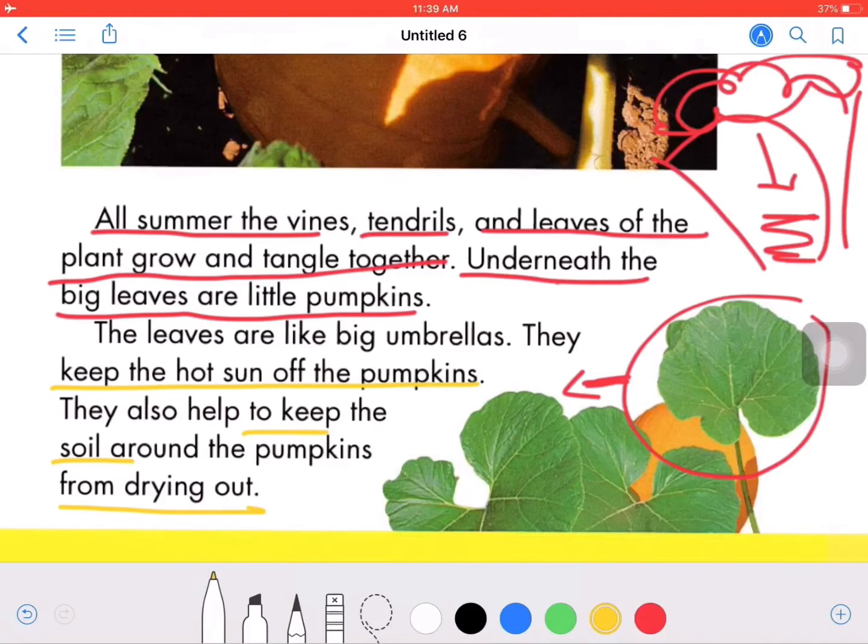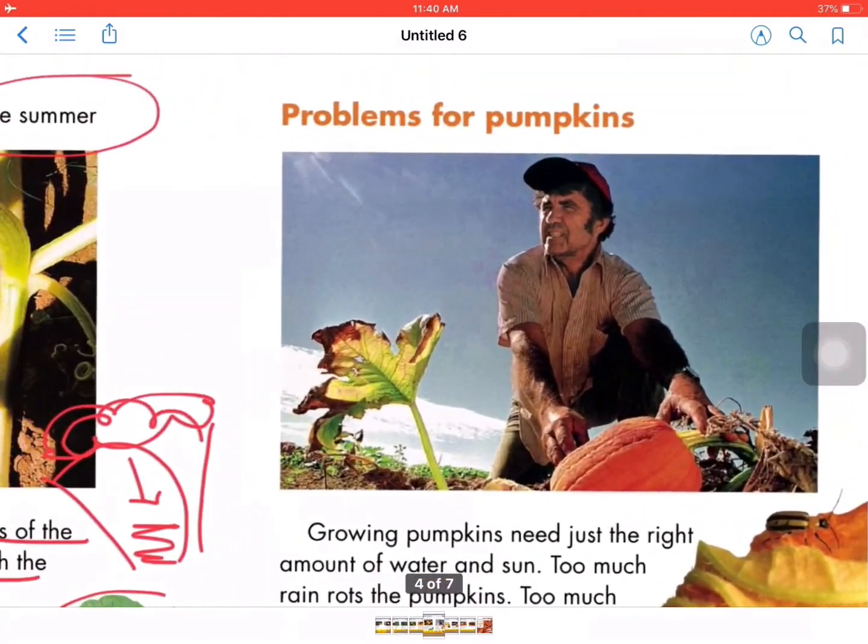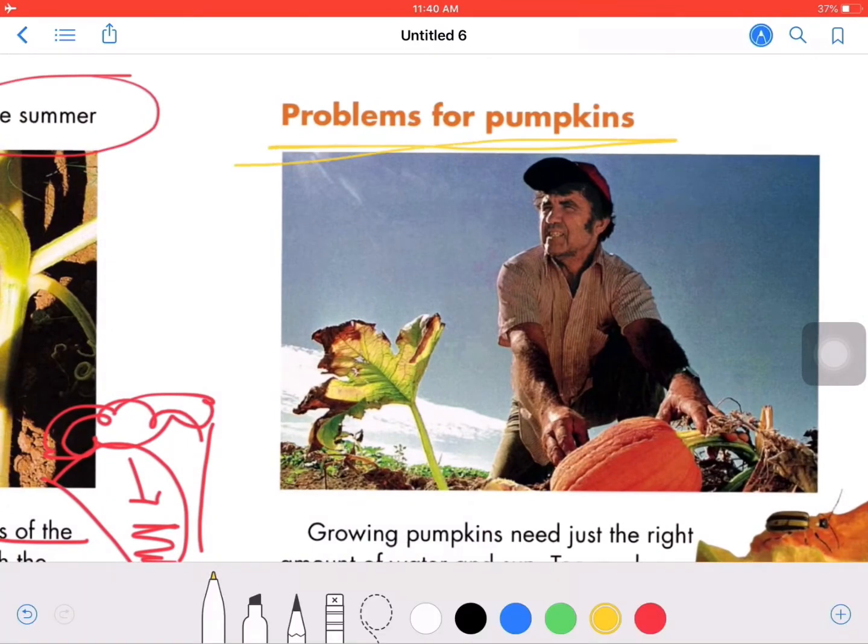So that's why Allah subhanahu wa ta'ala created big leaves as umbrellas to protect the soil from drying out and to protect the pumpkin itself. Okay? Now we have some problems here, as you can see, problems for pumpkins. We are humans, and sometimes we get sick, right? The same thing happens to the pumpkin. Sometimes it has some problems.